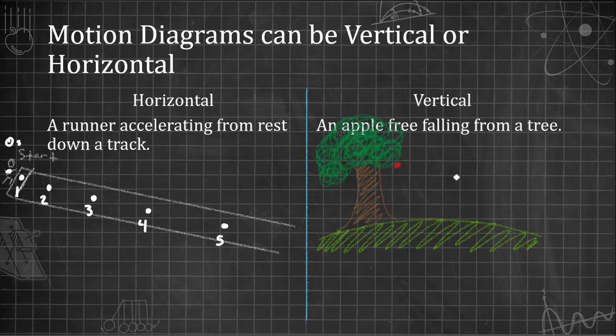So we can make motion diagrams for vertical motion as well. So for this apple falling from a tree, it's going to start with some initial velocity of 0 and then gradually get faster, meaning it doesn't cover very much distance in the first time interval in which it falls, but that distance gets bigger and bigger as the apple gets closer to the ground. It's picking up speed.